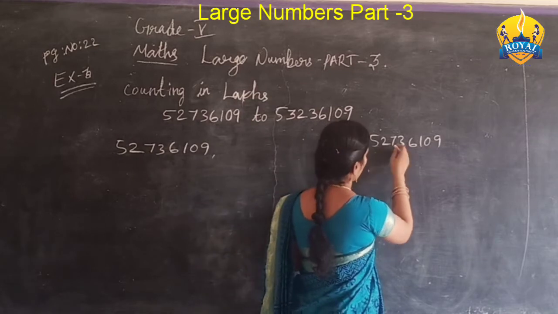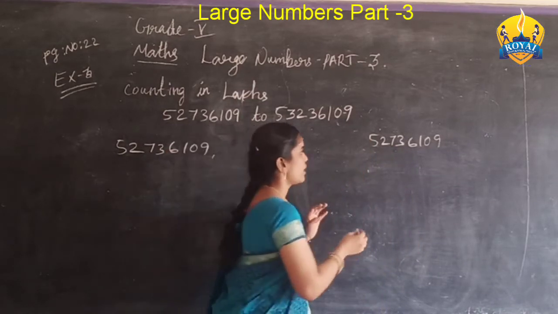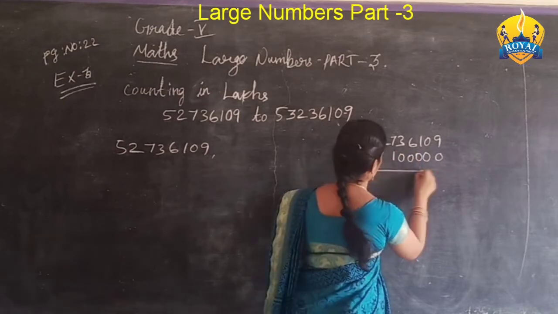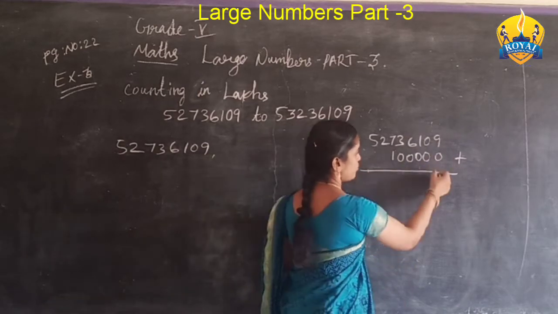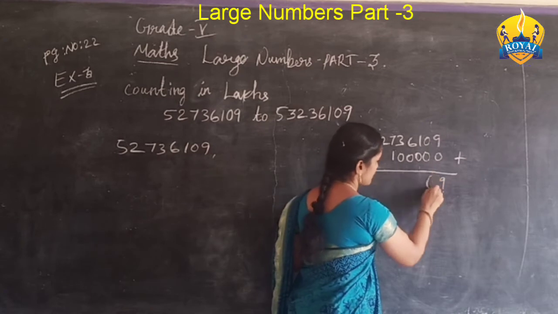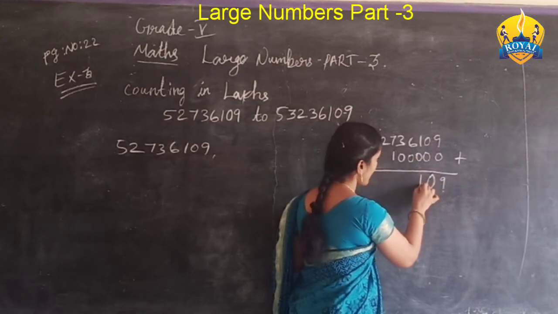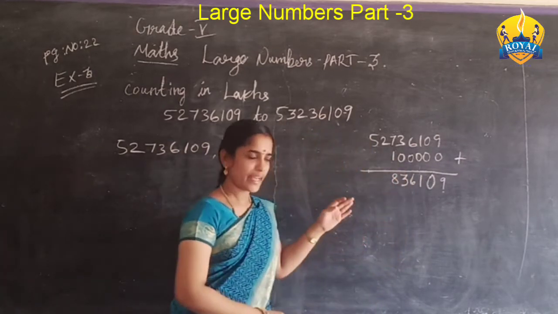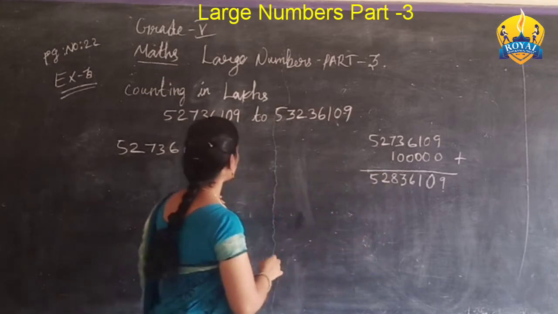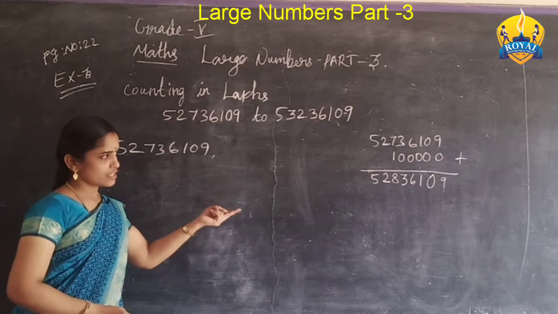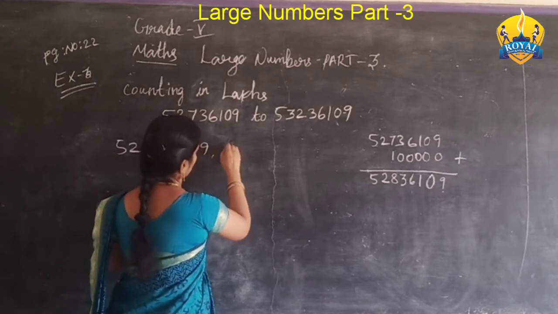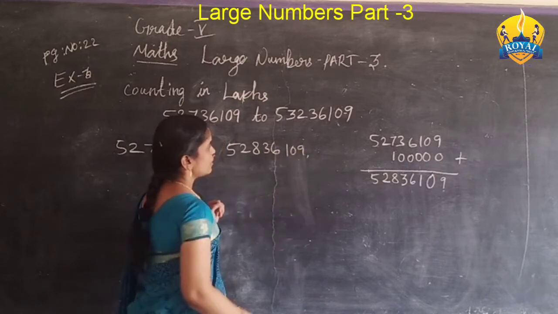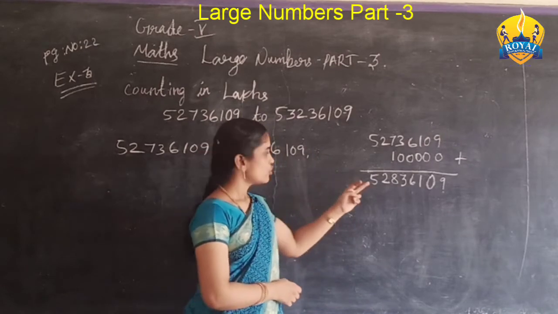Next one, 1 plus 0, 1, 6 plus 0, 6, 3 plus 0, 3, and 7 plus 1, very good, 8, and next 2 and 5. So we get 5 crore 28 lakh 36,109. Write the number 5 crore 28 lakh 36,109.